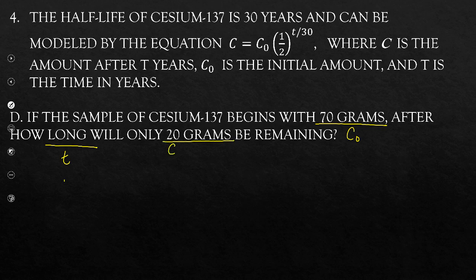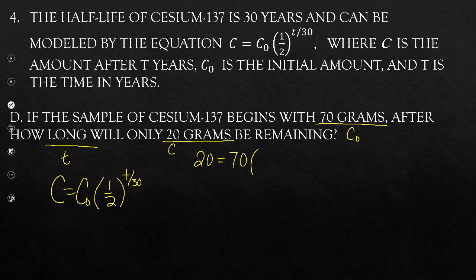That's our C. C equals C sub 0 multiplied by 1/2 to the power of t over 30. My final amount is 20. That equals the initial amount, 70, multiplied by 1/2 to the power of t over 30. Okay, now I hope you notice that half of 70 is 35. So we've definitely completed at least one full cycle of a half-life. So our time should definitely be over 30.